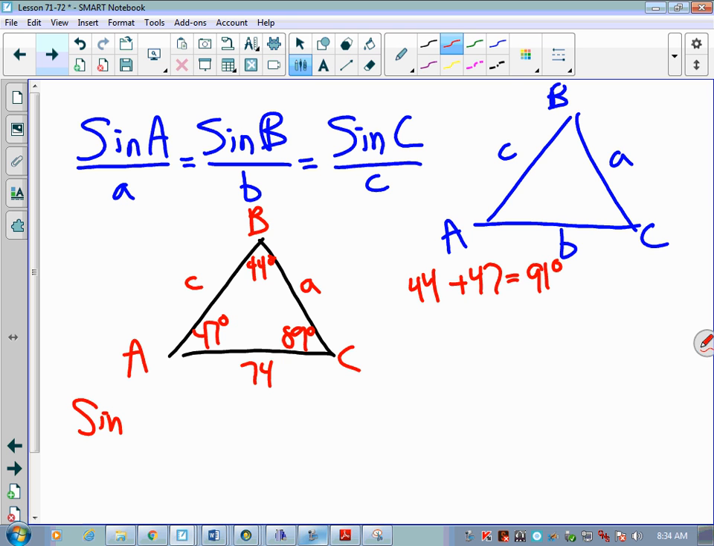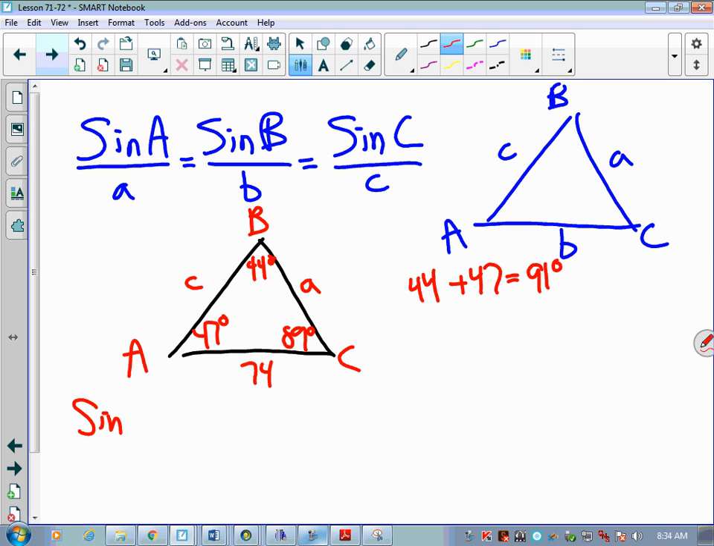I wouldn't start there, because what you want to notice is if you're going to use sine 47, then you have to know... I can't have two unknowns in my proportion. So if you were going to solve for side C and you started off by using sine 47, well, we don't know the length of A, right? Then I'd wind up with sine 47 over an unknown equals sine 89 over an unknown, right? We have to start off with an angle and a side that I know both parts of.